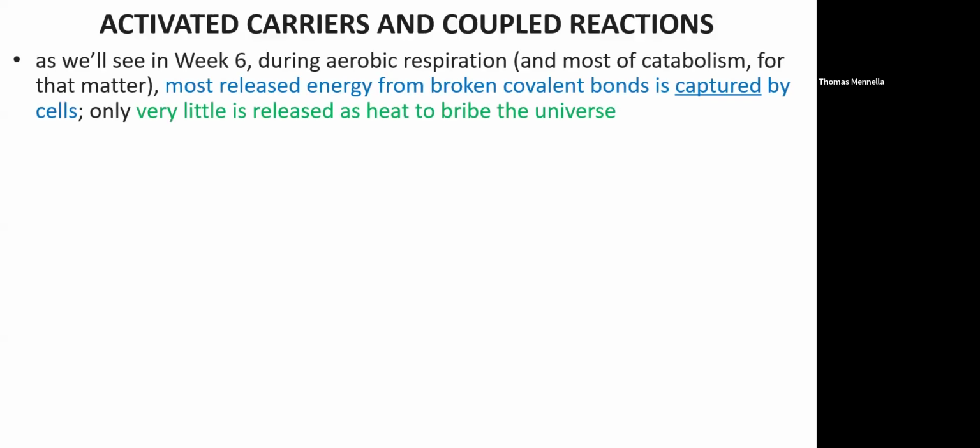So as we'll see in week 6, when we talk all about aerobic respiration in detail, that's glycolysis, the citric acid cycle, the electron transport chain, etc. And in fact, even though we won't go into many other catabolic pathways, it's true for many other catabolic pathways, most of the energy that is released in any catabolic process is released from breaking the covalent bonds of things we've consumed. Those covalent bonds contain potential energy. I can't say it enough. Those covalent bonds are like stretched rubber bands. They have energy of want.